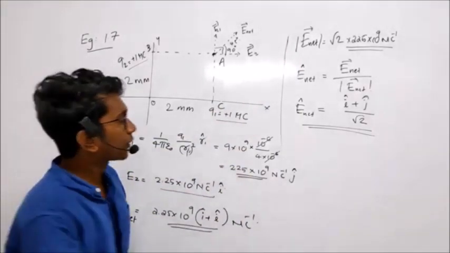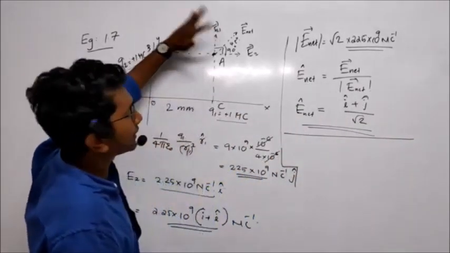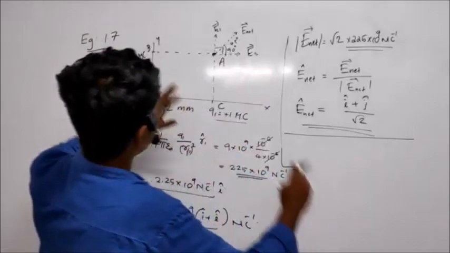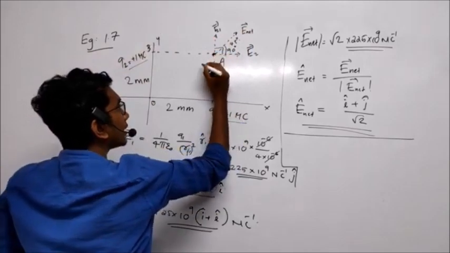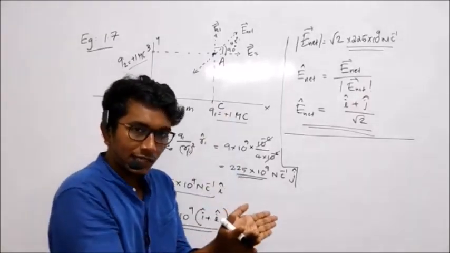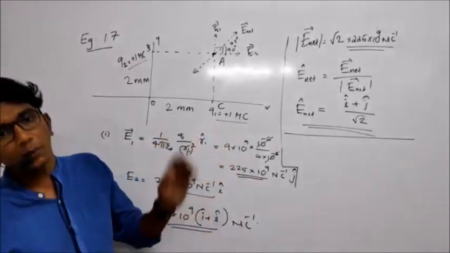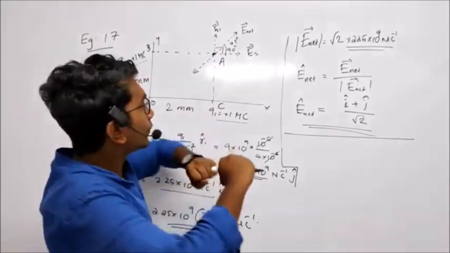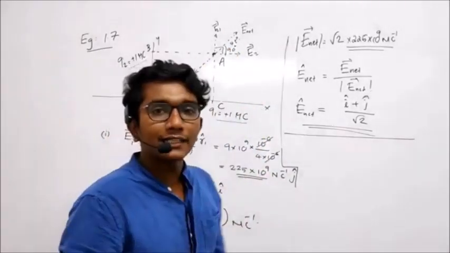Now the second part of the question asks, if an electron is placed here, how much will be the acceleration? So look at this. Here the electric field is acting in this direction. If I place an electron here, obviously it will move in the opposite direction. No doubt in that. The direction is very simple, it will move just opposite to E net. E net points here, the electron will come here.